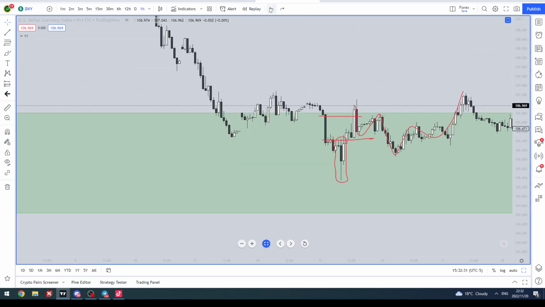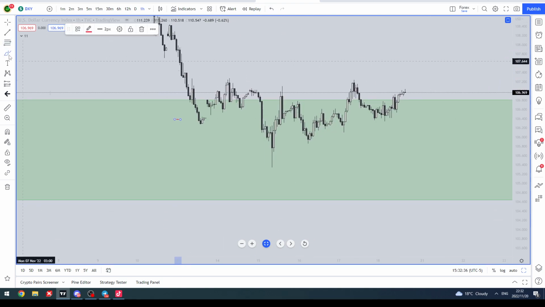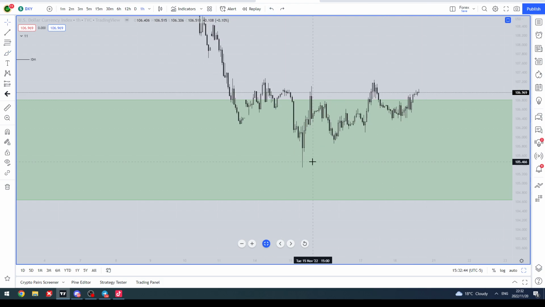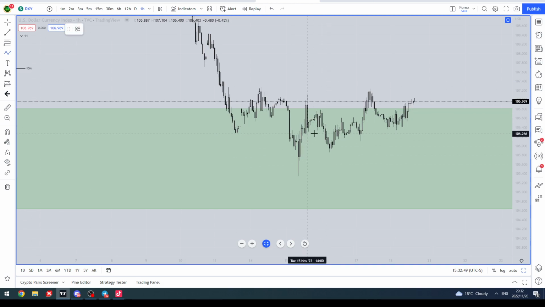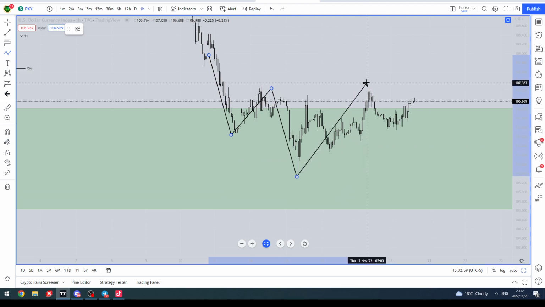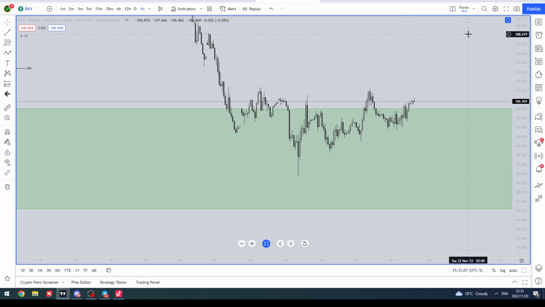Can you see that? Simple ideas, simple tricks. This is also starting to give that inverse head and shoulder kind of vibe here, right? Again, same idea that I've been showing you. Accumulation, failure swing, run on liquidity. You're gonna get a push here, retracement there, off to the races.